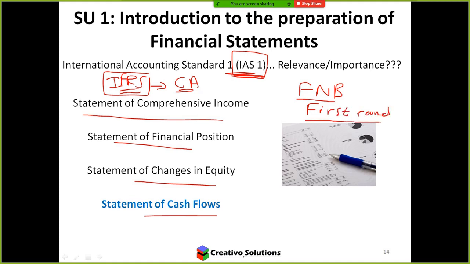If you go download their financial statements, you will see all 4 of these, even for a big public company like FirstRand. Which network are you on? MTN, Vodacom, Cell C, Telkom? Telkom. Okay, Telkom is a public company. Telkom will also have a set of financial statements with the exact same disclosure. 1 statement for comprehensive income, 1 for financial position, 1 for equity, 1 for cash flow. So you won't have more than this.